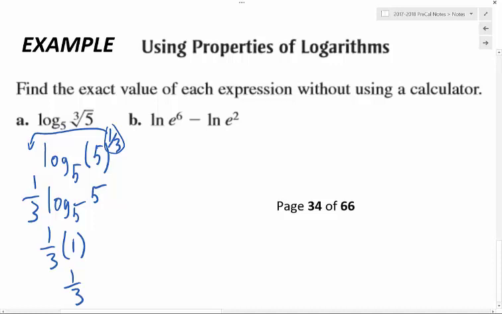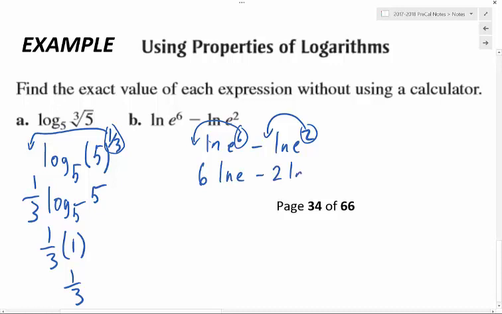In the next one, I've got the natural log of e to the 6 minus the natural log of e to the 2nd power. Let's roll off the log of each of those. So I get 6 times the natural log of e minus 2 times the natural log of e. Well, I remember from my rules before that the natural log of e is the same thing as log base e of e, so that just is 1. So I get 6 times 1 minus 2 times 1. 4 is my answer.